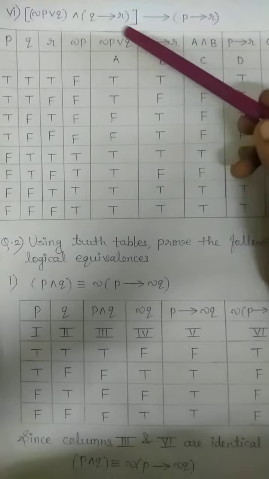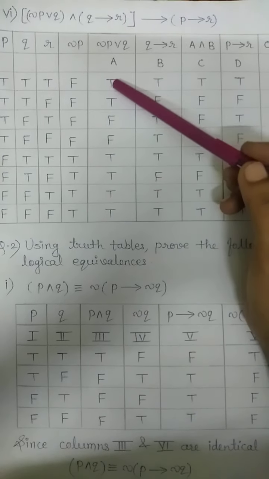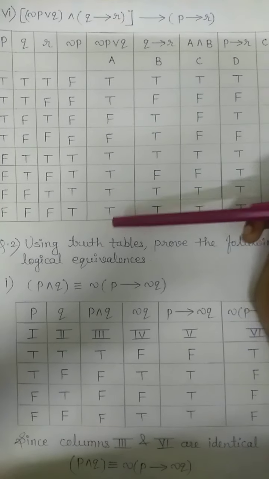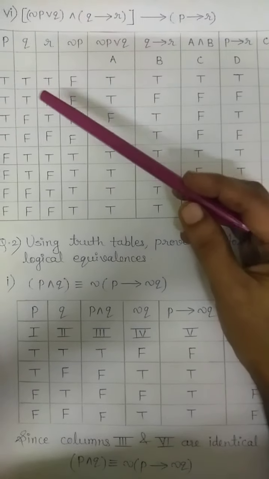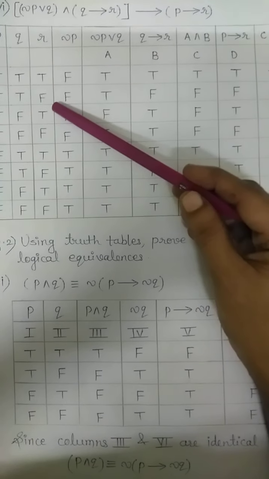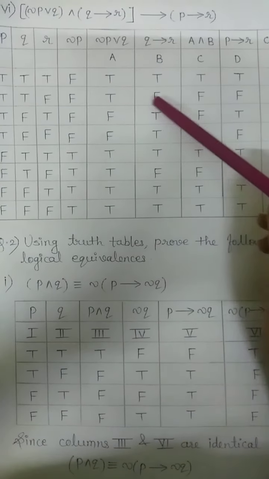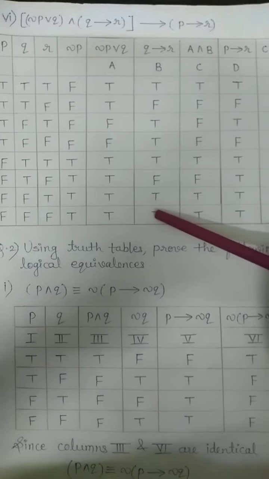Then negation of P or Q: again we use the same trick, that out of both statements if any one is true then the answer is true. By using this we will get these values. Then Q implies R: only if the first statement is true and the second is false is the answer false. First is true, second is false, then false, otherwise true.